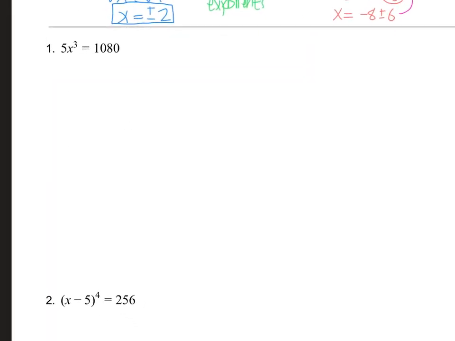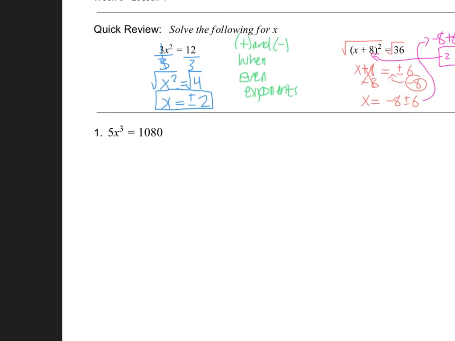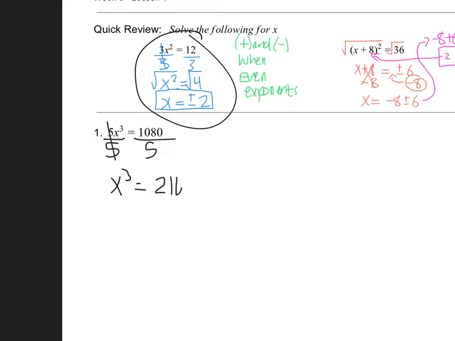Here, again, like I said, it's the same process. So this looks a lot like this first review problem, right? And the process is going to be the exact same. So what I'm going to do here is divide by 5, get rid of that 5, divide by 5. So I'm going to get x to the third equals 216, because I can do math in my head.